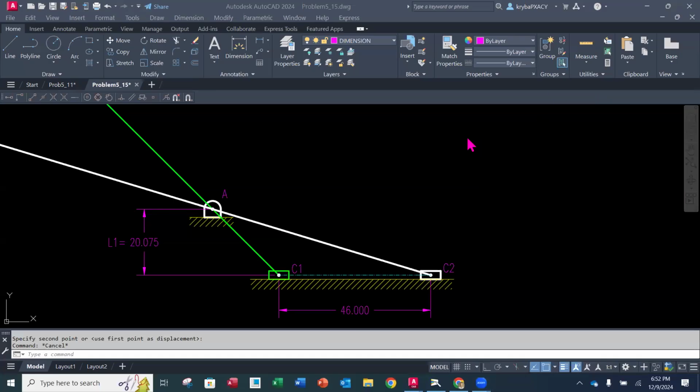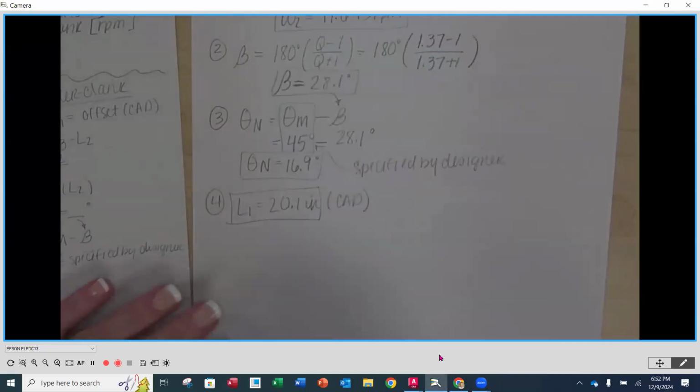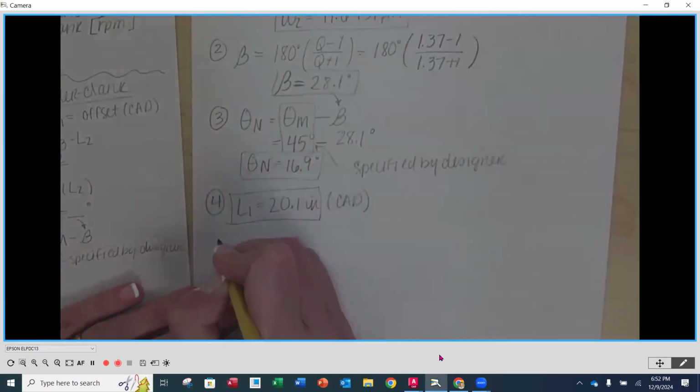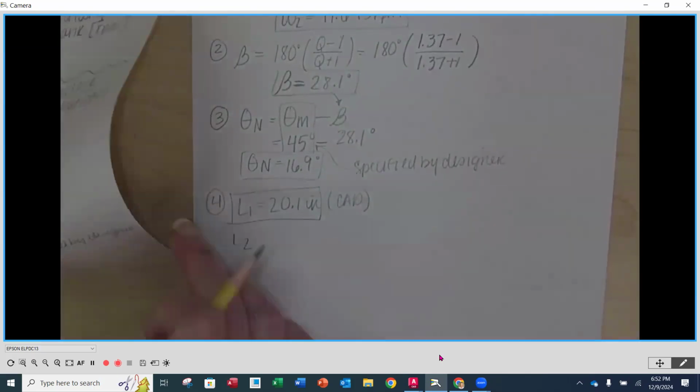Okay, so now we're ready to go on to the next step. If we go back underneath, we know that our L1 is that. Now we can do L2. If you recall, the relationship that we have.